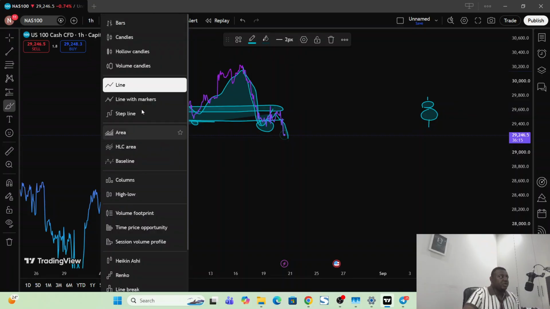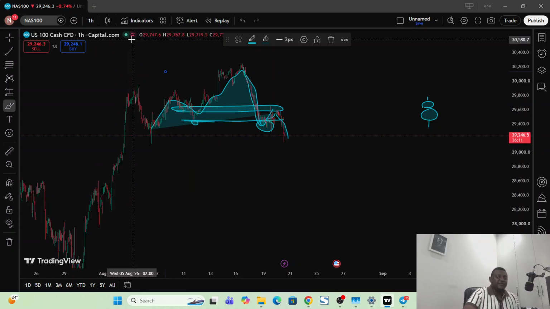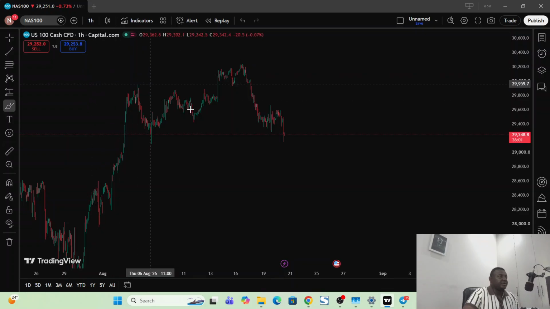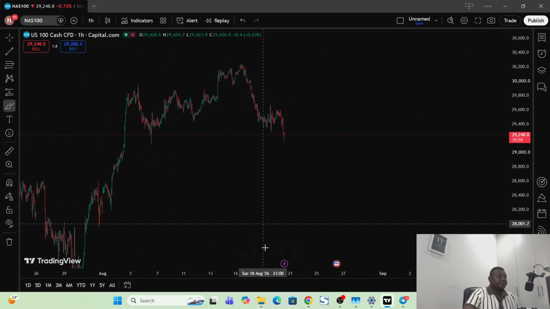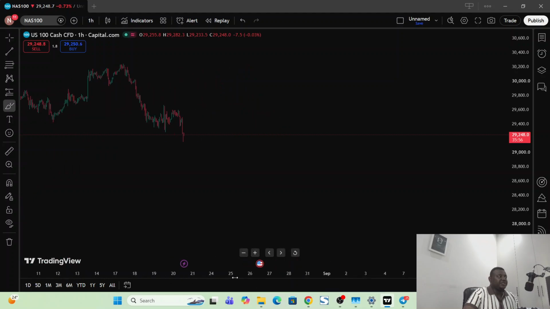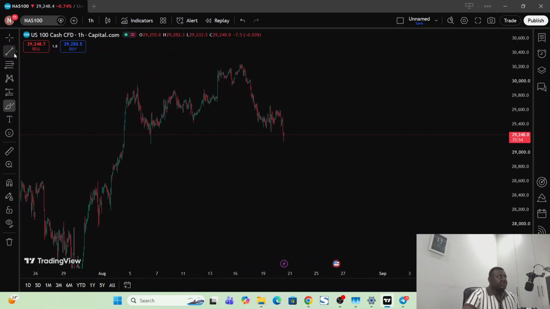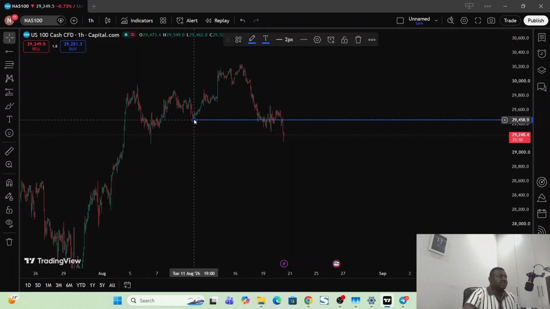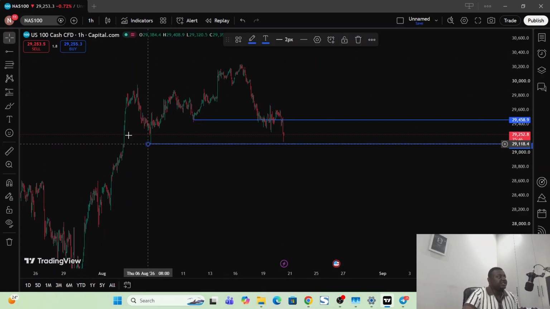I like to go on the line charts to see a clear view without the obstacles, without the wicks rushing in and everything. To clear my view, I just like to use the line chart. So this is what you're looking at. We already know that the market closed below this low. So I'm going to take my horizontal ray and I'm going to mark this low. And then I'm going to mark the next low, which is right here.